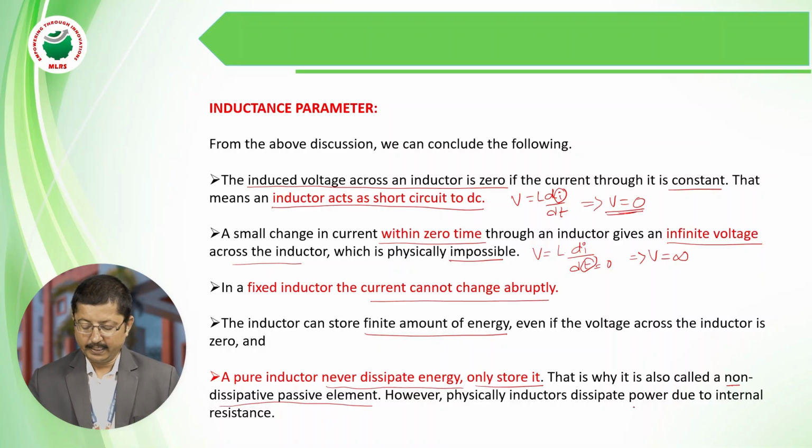Physically, an inductor will dissipate power due to its internal resistance. Every inductor is not perfectly pure, it has some internal resistance. So this is the practical inductance symbol, and this is our internal resistance. So a physical inductor dissipates power due to internal resistance. These are the points regarding the inductance.